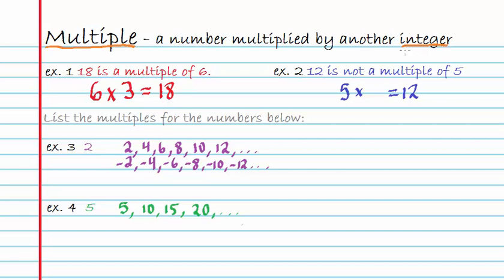I could say 5 times 100 is 500. 500 would be a multiple as well. So for multiples, you can continue it as long as you need to. And just don't forget that these negative numbers are also multiples. 5 times negative 1 is negative 5. 5 times negative 2 is negative 10. Then negative 15, negative 20, etc. So this would be a quick demonstration of how we list multiples for any number.